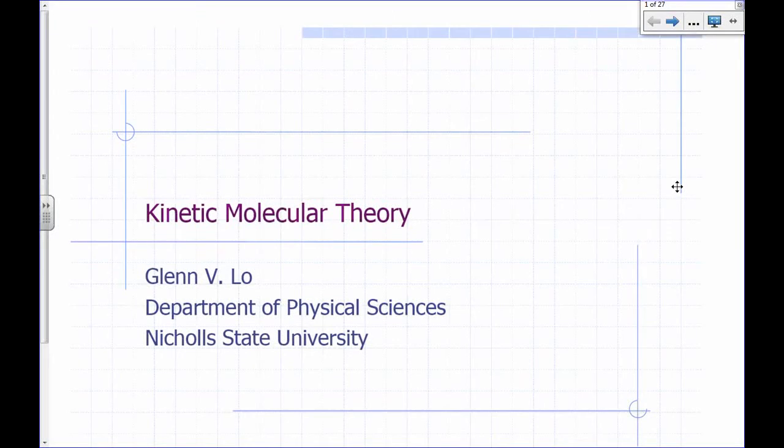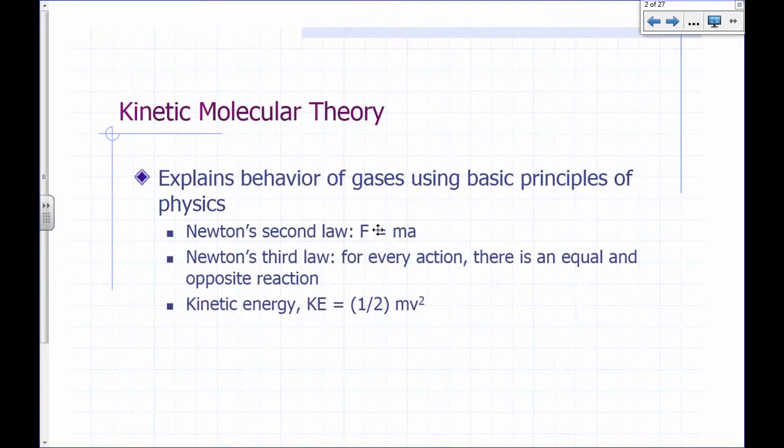All right, let's talk about kinetic molecular theory. Kinetic molecular theory allows us to explain the behavior of gases using basic ideas from physics, and apply them to the movement of atoms and molecules.